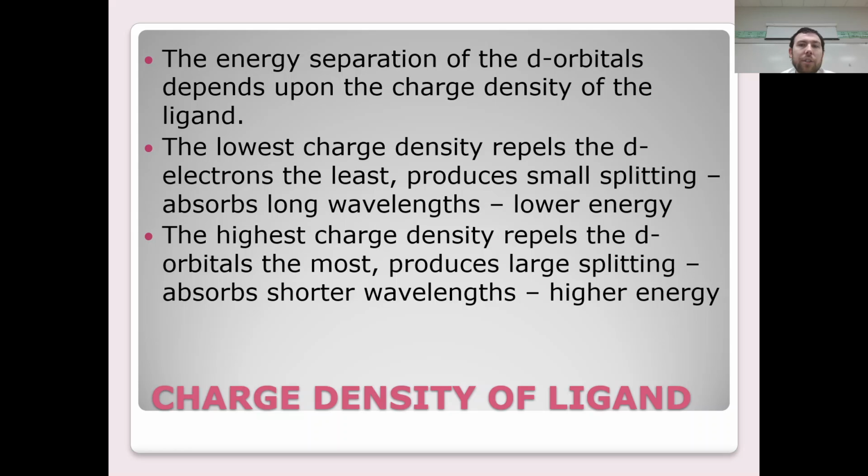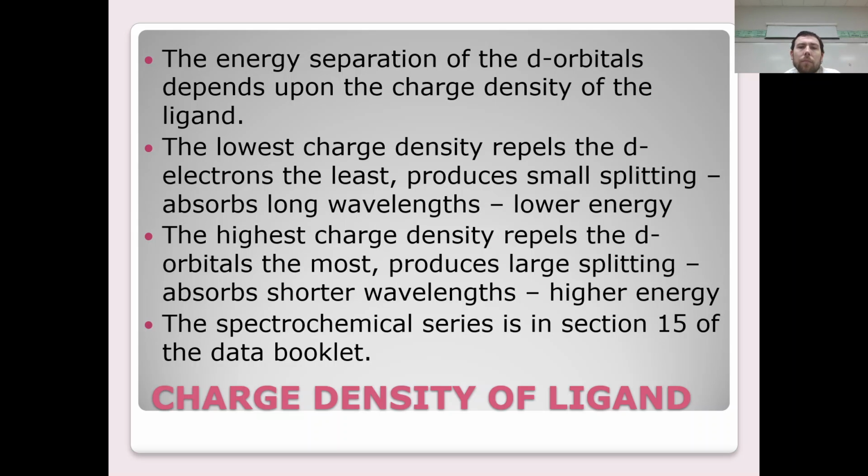Now, our highest charge density ligands, they're going to repel the d orbitals the most. So what that's going to do is it's going to create the greatest separation between your two different sets of d orbitals, and therefore it's going to absorb shorter wavelengths of light, which means it's going to take in higher energy amounts.